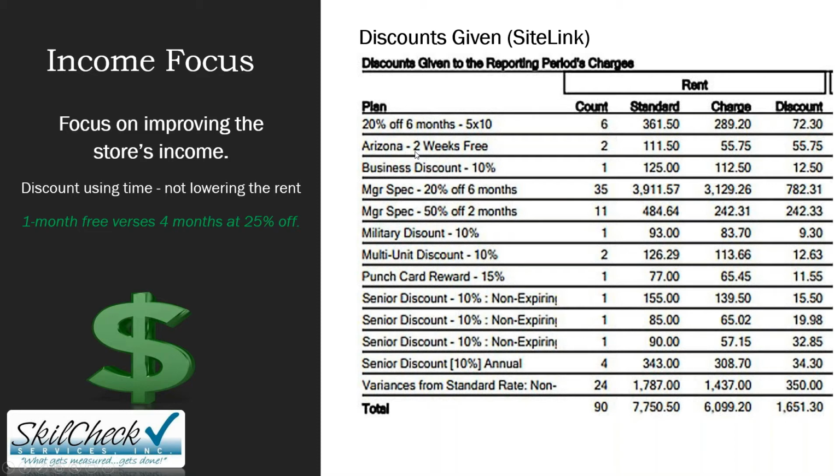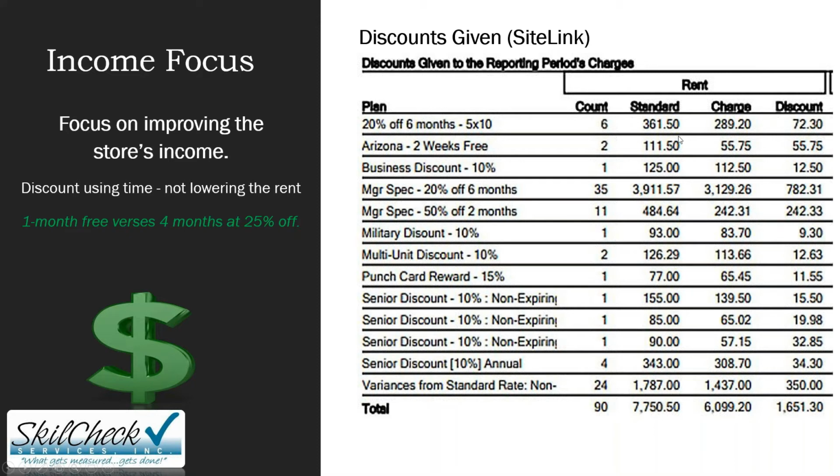or maybe it was in something Arizona, second week free, the business discount of 10%, the manager special of 20% off, so they've got 50%, they've got a lot of military discount, multi-unit discount, punch card rewards, 15%, and look at all these different other senior discounts. And I'm going to say in the software that probably wasn't done correctly, and that's why there's so many showing up different, like they're different types of specials. And then the variance from the standard rate, and you have 24 customers, which is not terribly bad. I've seen it way higher than that, but it's a lot of money.